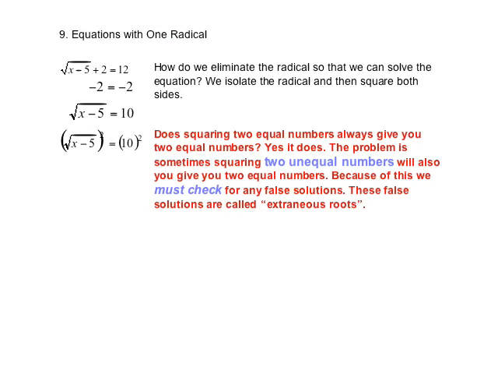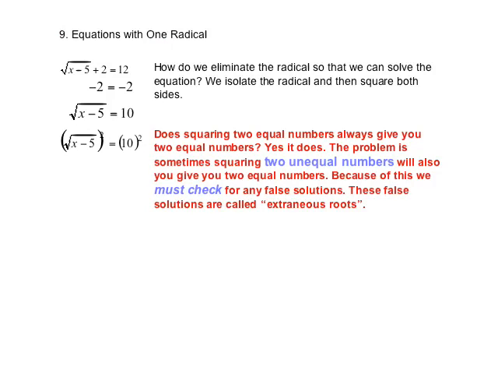The problem is sometimes squaring two unequal numbers will also give you two equal numbers. Because of this, we must check for any false solutions when we use this method. These false solutions are called extraneous roots. These are extra roots that were introduced because when we squared both sides of the equation, it could make some things equal that weren't equal to start with. The easy example would be if you had negative 3 does not equal 3, but if you squared both sides, 9 does equal 9.